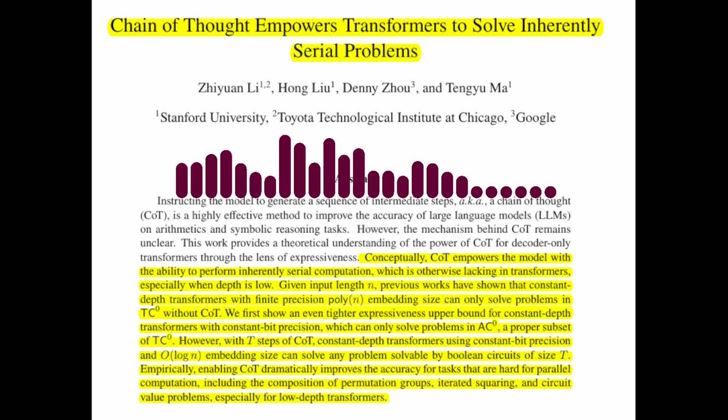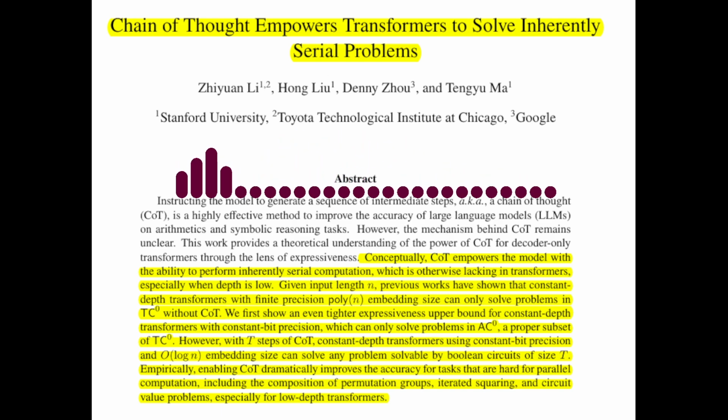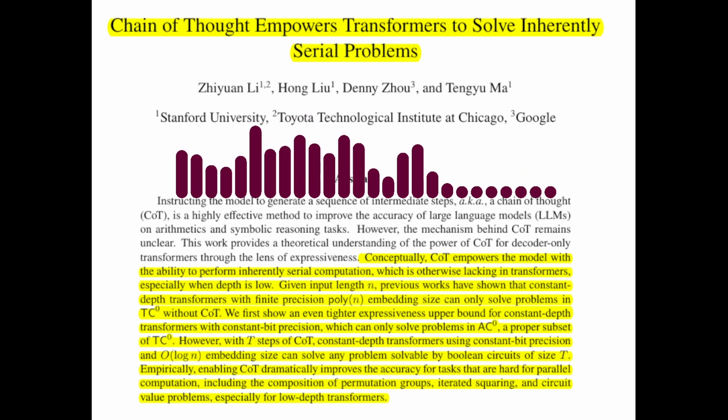The authors show that transformers with a constant number of chain of thought steps can only solve problems in a class called AC0, which is a subset of TC0, a class of problems solvable by parallel computation. However, with polynomially many steps of chain of thought, transformers can solve problems in P/poly, a superclass of P, which includes problems that are inherently serial. That's a significant jump in expressiveness. Can you give an example of a problem that transformers can solve with chain of thought but not without it?